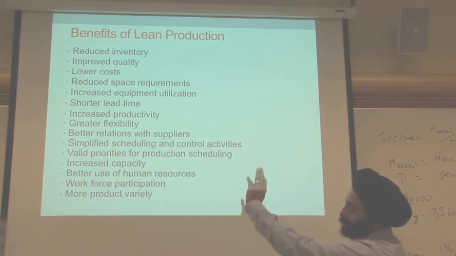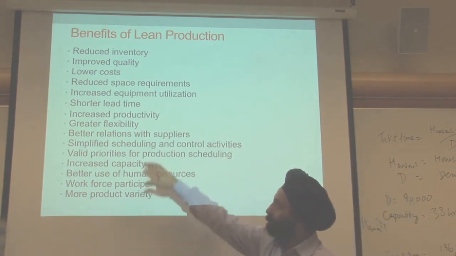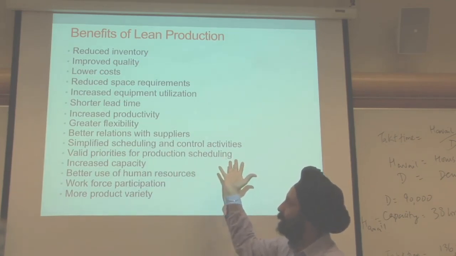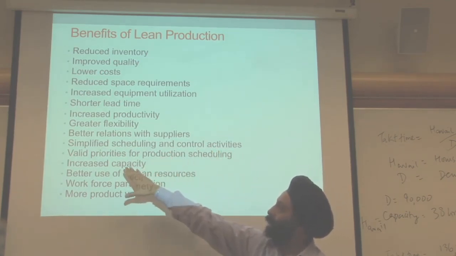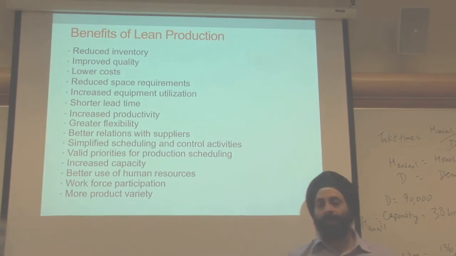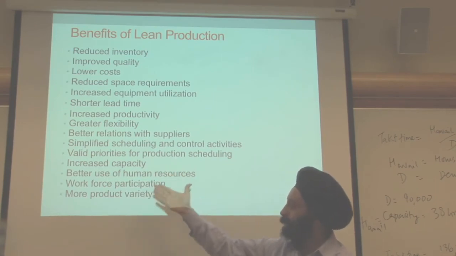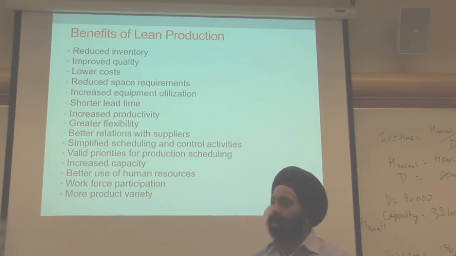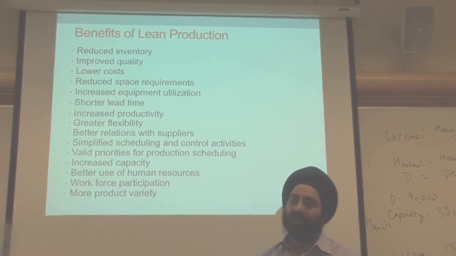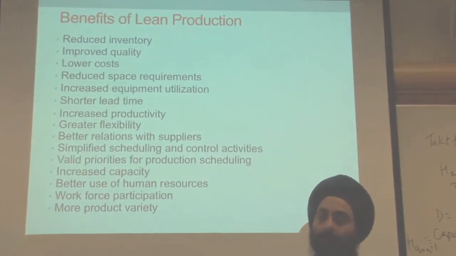A better relationship with suppliers, which we discussed earlier. Simplified scheduling and control activities. Valid priorities for production scheduling. You're producing what is actually going to be sold, rather than something that's going to sit in a warehouse. Increased capacity, because you're not making people create busy work, but only if they're producing what is needed.